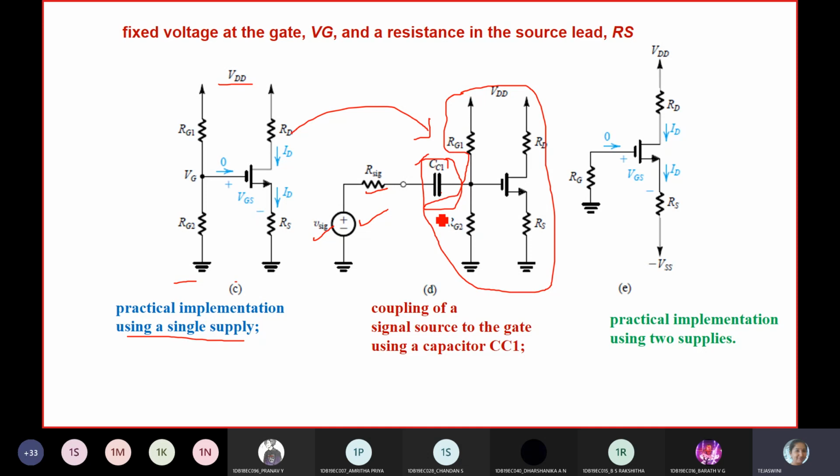Okay, is this clear now? Wherever you are finding CC at the input side, always you will find the coupling capacitor at the input side as well as the output side.